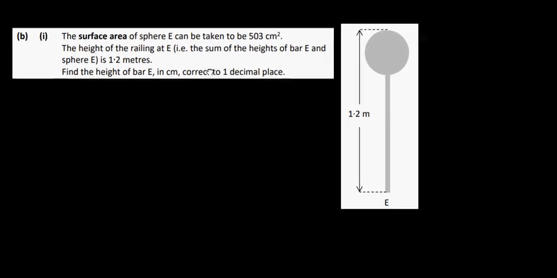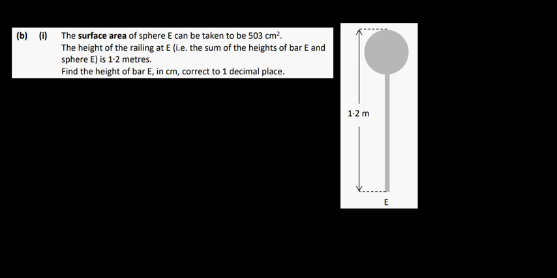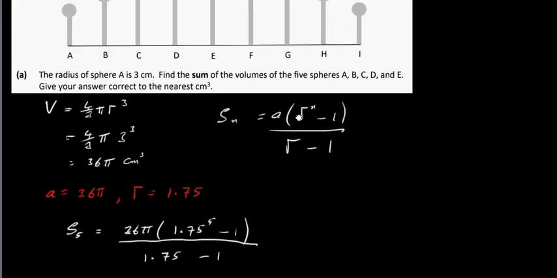Let's have a look at part B here. Now in this part we're talking about surface area of the spheres, and surface area of a sphere is just 4 pi r squared. It's like 4 circles, if you like, 4 areas of circles. The surface area of the sphere E can be taken to be 503 centimeters squared. So sphere E here is this one here.